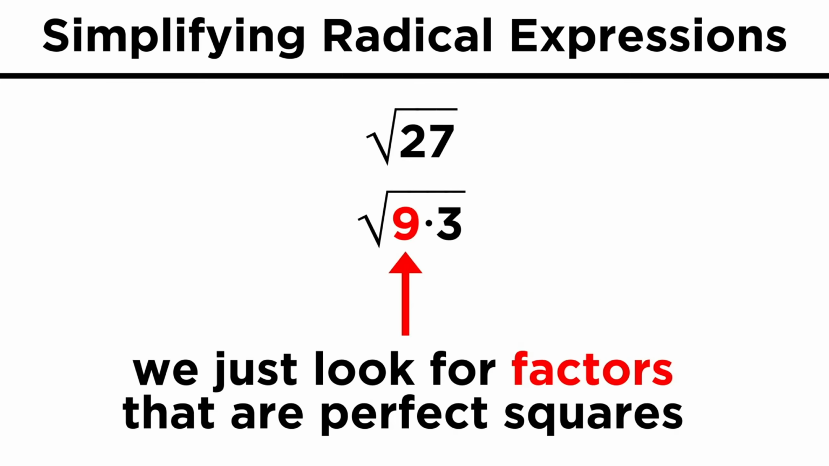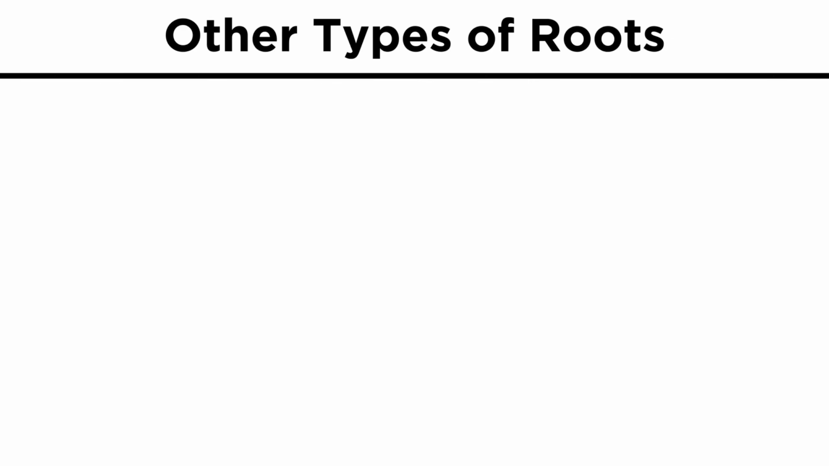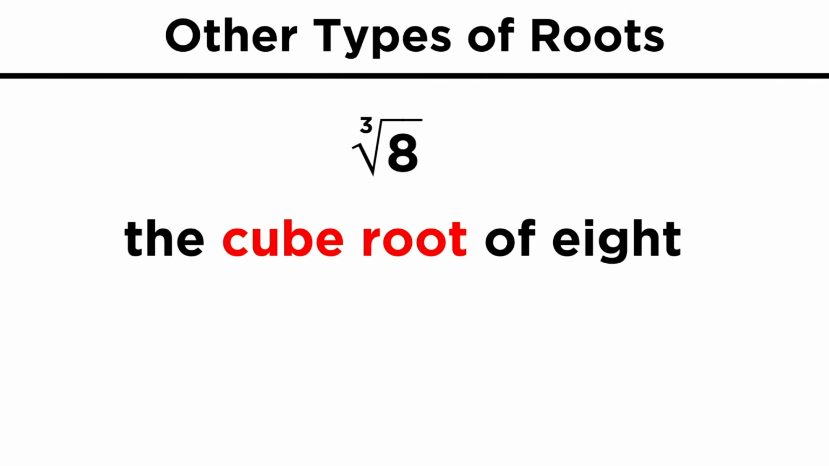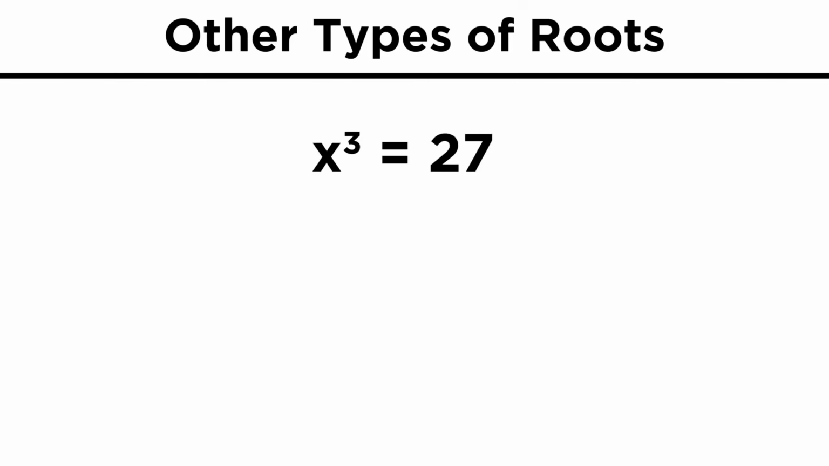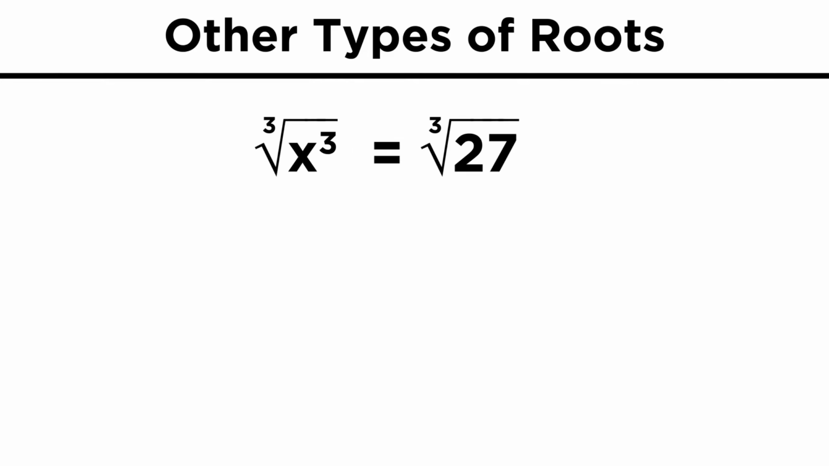Are there other roots we can take besides the square root? Certainly, we can take the cube root. This is the opposite of cubing something or raising it to the third power. If x cubed is 27, what is x? We will now have to take the cube root of both sides.